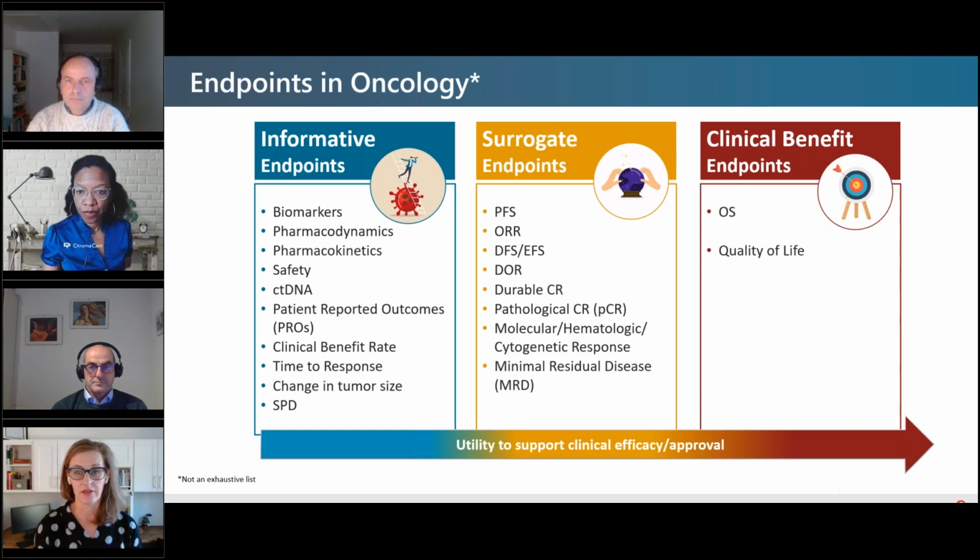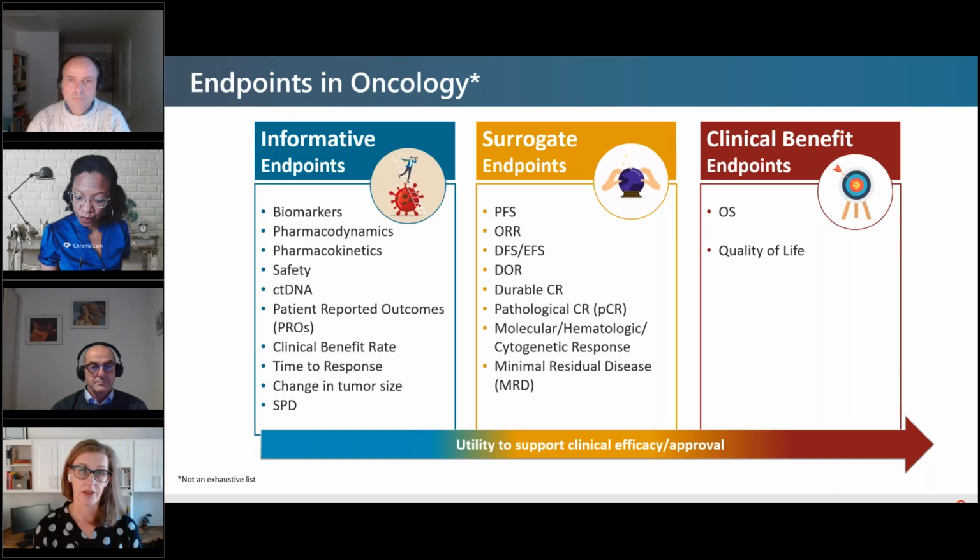The gold standard clinical benefit endpoint for oncology would be overall survival, but since clinically meaningful effect for the purposes of the Food and Drug Administration is defined as how the patient feels, functions, or survives, quality of life is another endpoint that could be used, although it is rarely leveraged for clinical benefit purposes alone for oncology.